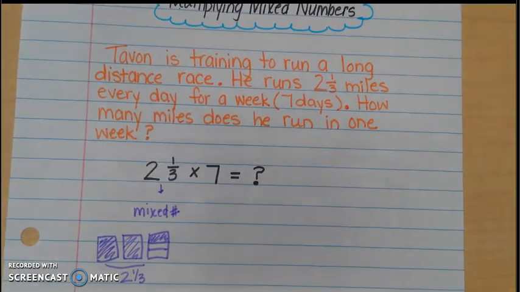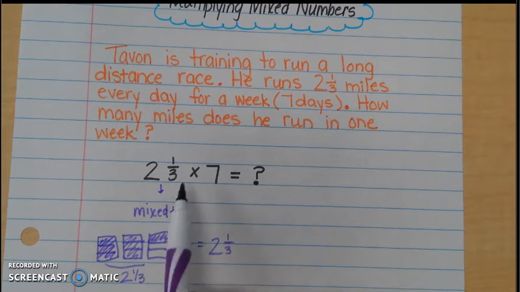You can also think of this as being 7/3. 2 wholes is going to give you 6/3. 1, 2, 3, 4, 5, 6, and then you have that other third, so that makes 7/3. 7/3 is equal to 2 1/3.